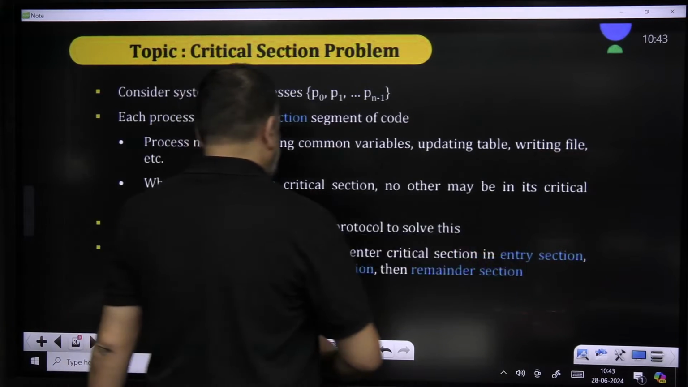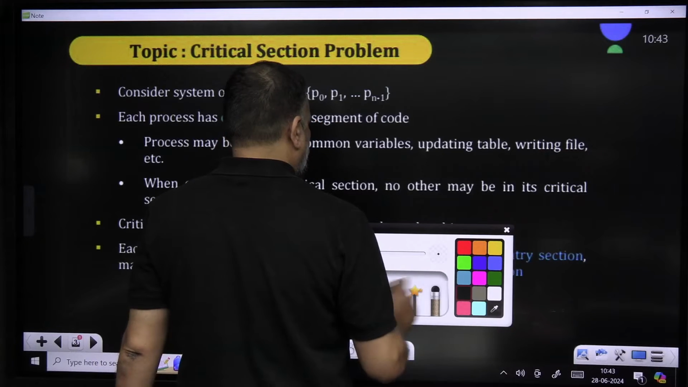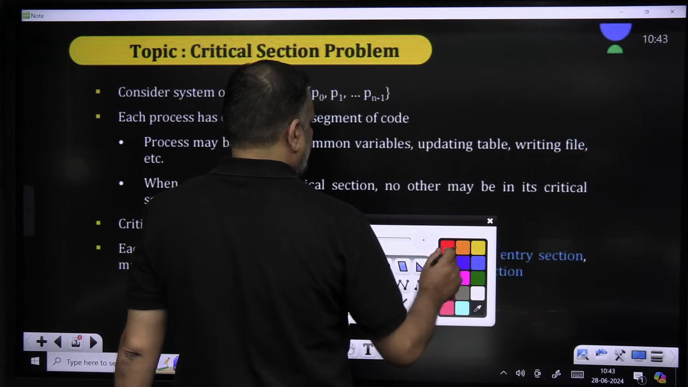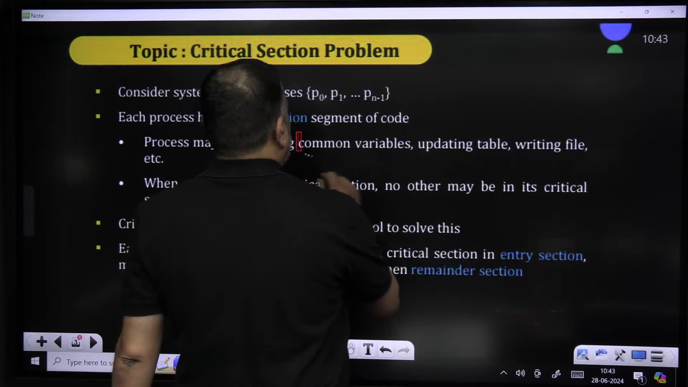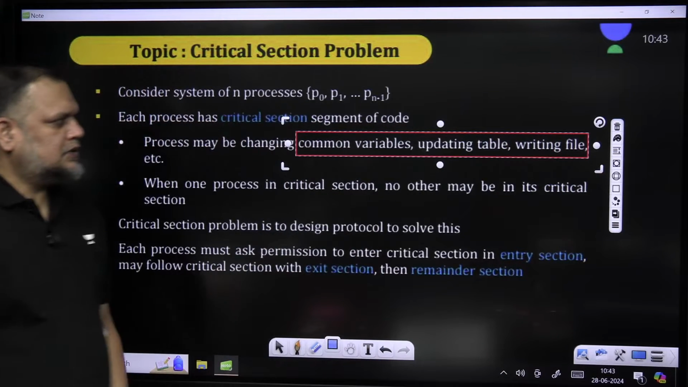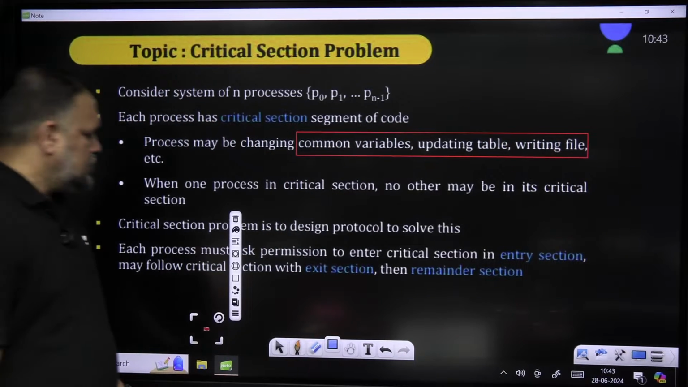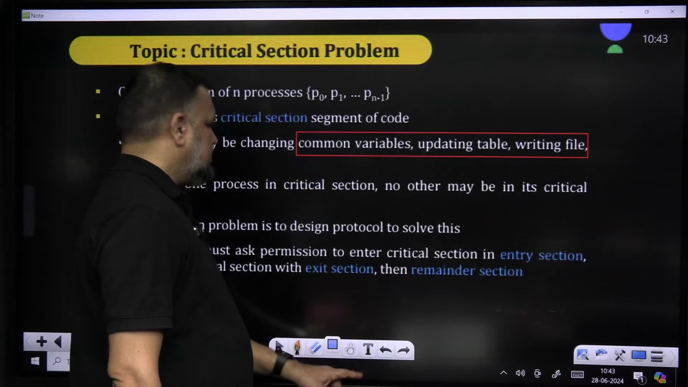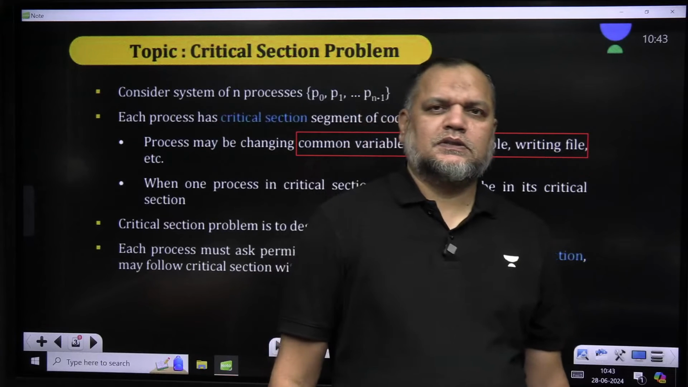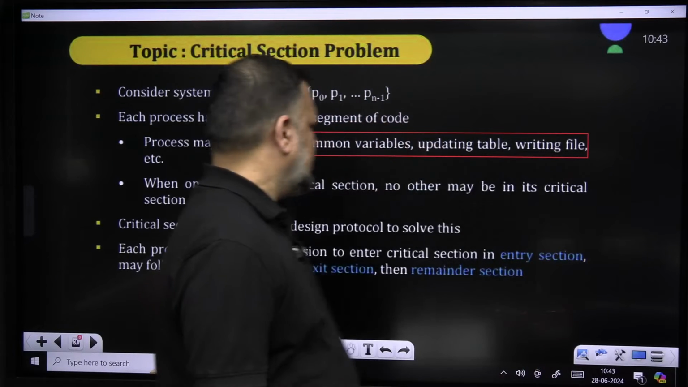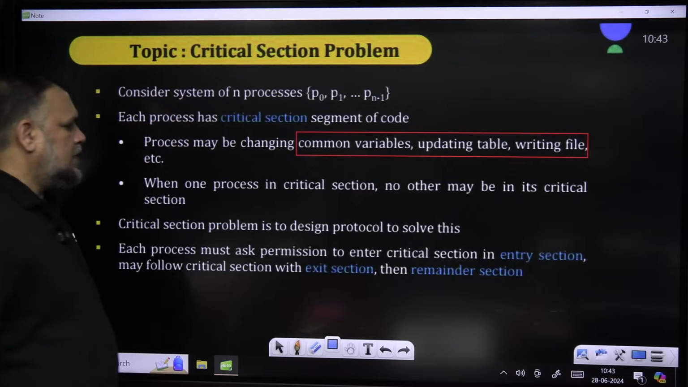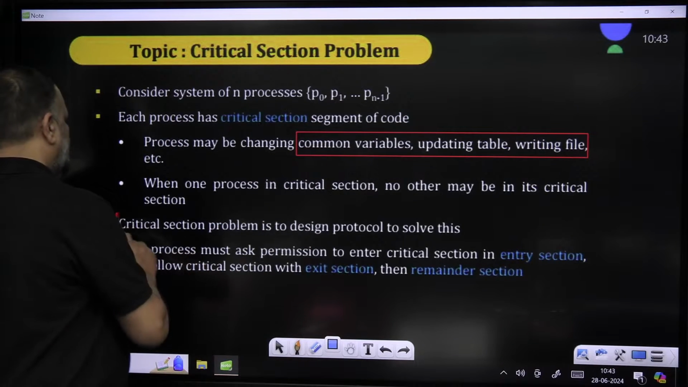So boys and girls, I would like to emphasize that these are some of the critical section components. It may be common variables. It may be a table that you would like to update, or perhaps it may be writing to a file. It could be any of these. These could be critical resources. When one process is in its critical section, no other should be allowed. That is the critical section problem.